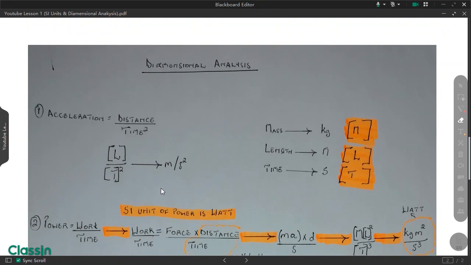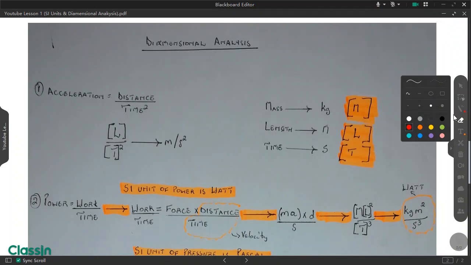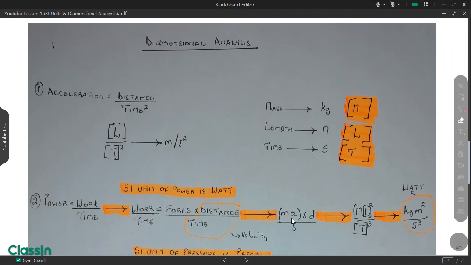Let's move on to a little bit trickier example. So here, power. So power is work over time. Yeah? So work is force by distance. So I'm just chopping it down. How do you eat an elephant? In small chunks, so that it becomes easier. So work done is force multiplied by distance. Sure? So force is mass by acceleration.